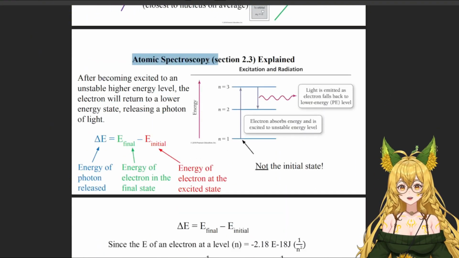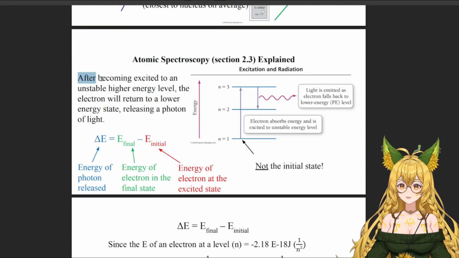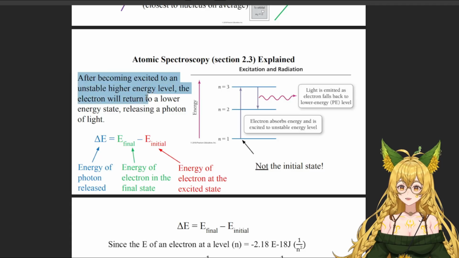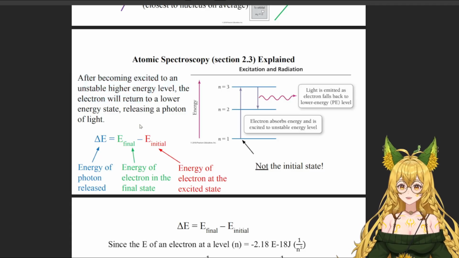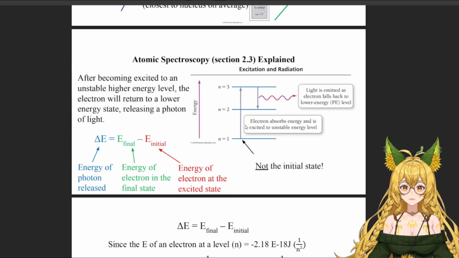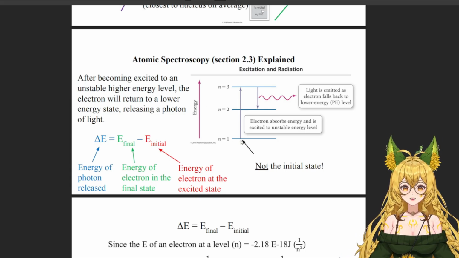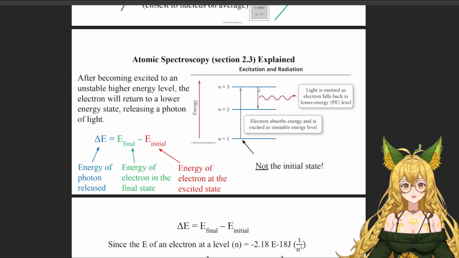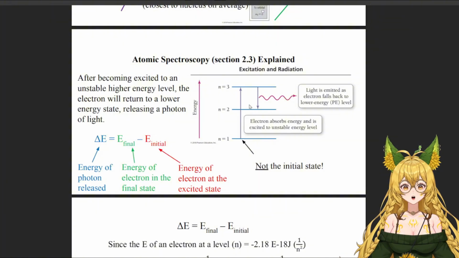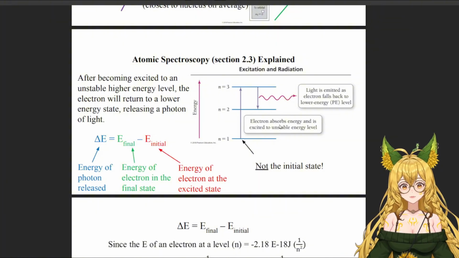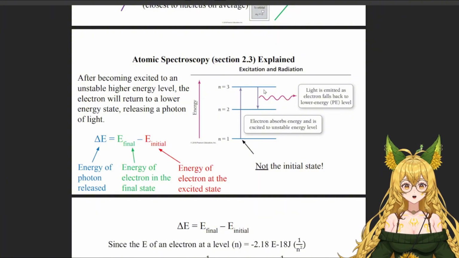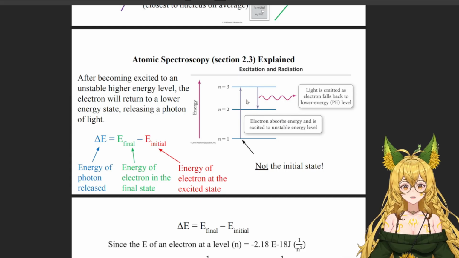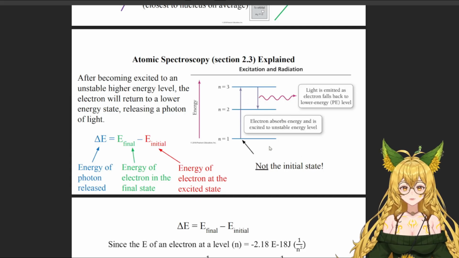Now, going to atomic spectroscopy, after becoming excited to an unstable higher energy level, the electron will return to a lower energy state, releasing a photon of light. So if we start here at n equals 1, it goes up to n equals 3, and it releases enough light to fall to a lower energy. Like I said in the last video, it will fall back down to a lower energy level, but it might not be the one that it started at, right?